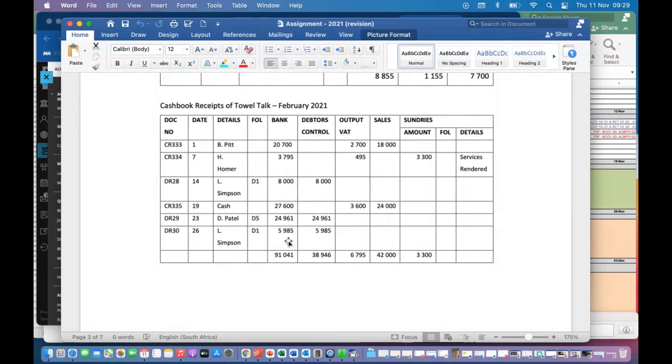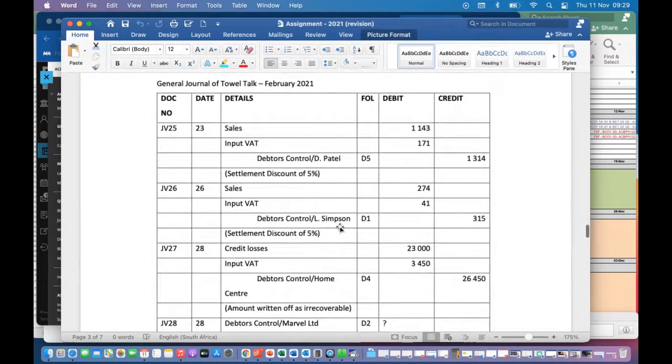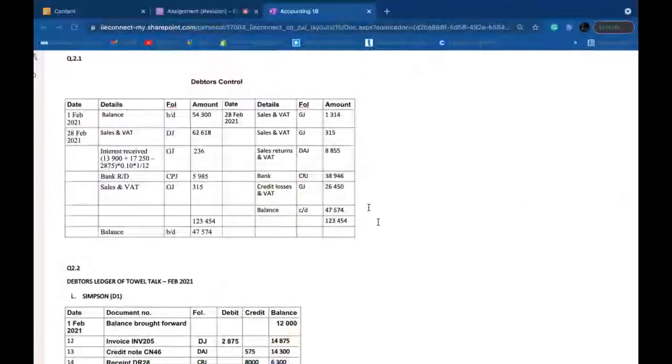But then also remember we just looked at the general journal, and there we see that we also gave L. Simpson a settlement discount granted, right? So if his check bounced on the 26th, when we thought we had received all this money in settlement of her account, we have two things that we need to do. First, we need to reverse that payment. So now I'm going back to the debtors control just to explain this nicely.